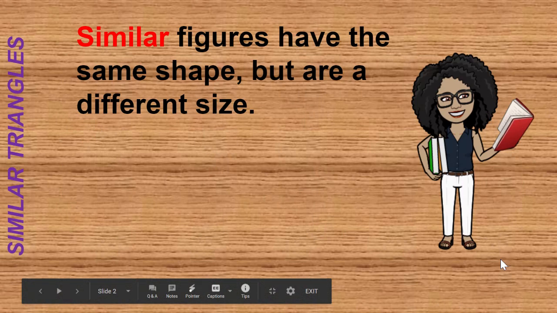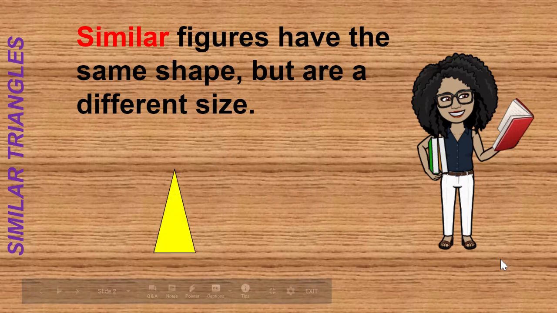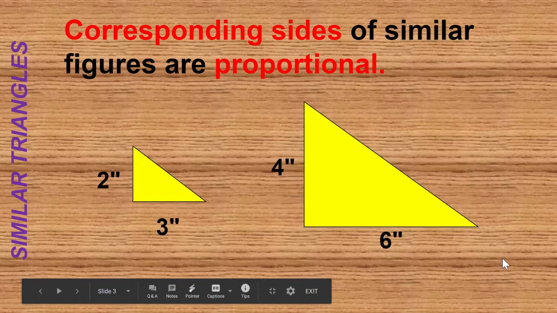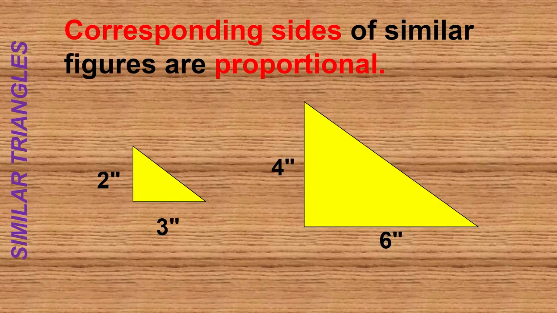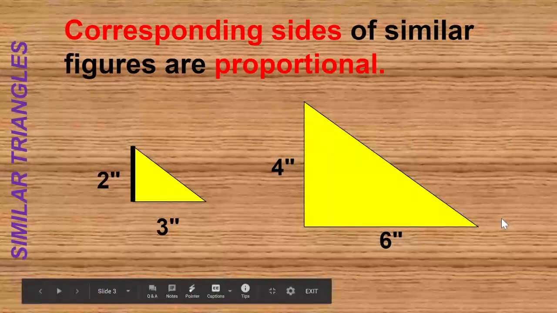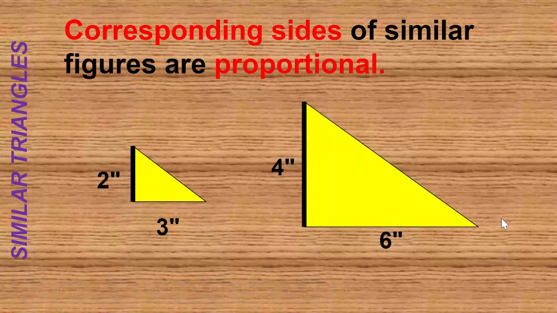Similar figures have the same shape, but are a different size. So notice here in the figures, same shape, different sizes. Corresponding sides of similar figures are proportional. So we have to know what corresponding means. It means the sides that are in the same position of the two figures.